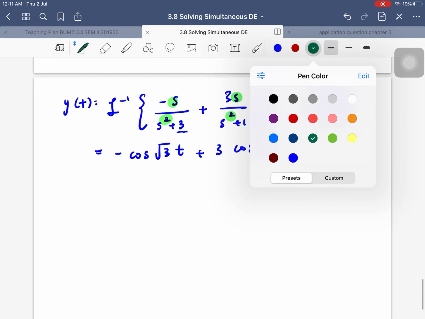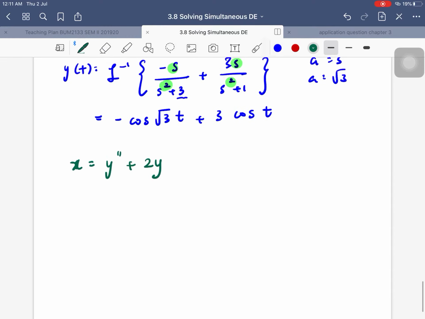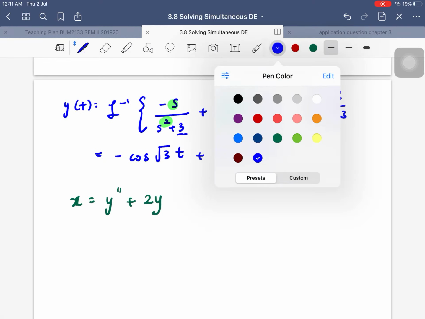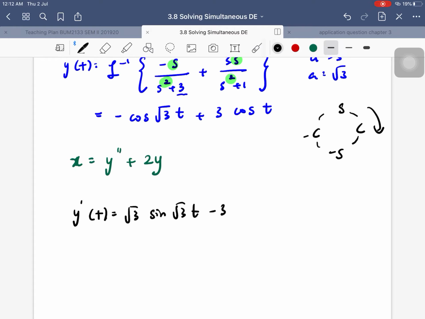Okay, let me write the equation. So x is going to equal y double prime plus 2y. So now let's figure out what is going to be y double prime. When I differentiate this for the first time, we know that sine, cos, negative sine, negative cos, so better be safe than sorry. Clockwise is going to be for differentiation. So negative cos is going to be positive sine, so I'm going to have square root 3 sine of square root 3t, and cos is going to be negative sine, so I'm going to have negative 3 sine of t. So that will be my y prime.